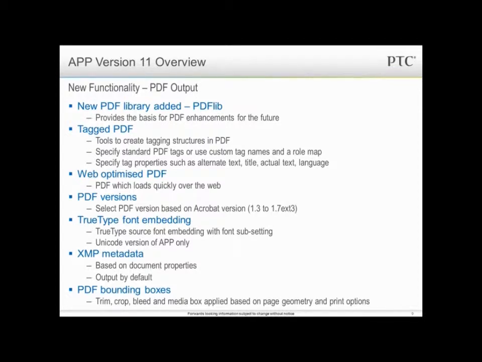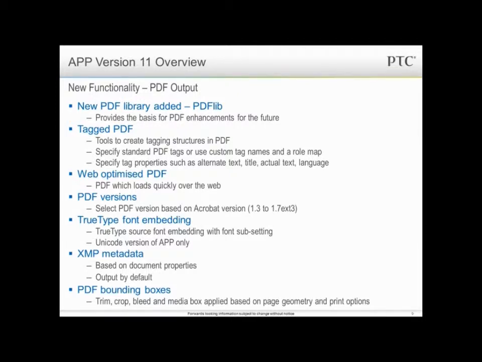We've also allowed users to be able to select different versions of PDF. So there's now a drop-down which allows you to select which version of PDF you want to output to, ranging from version 1.3 to extension 3 of 1.7, and these are mapped to the different Acrobat versions from, if we can get this right, I think Acrobat 3 to Acrobat 9.